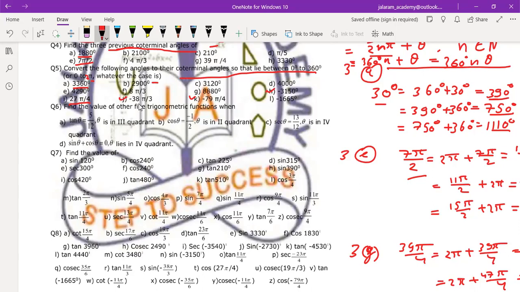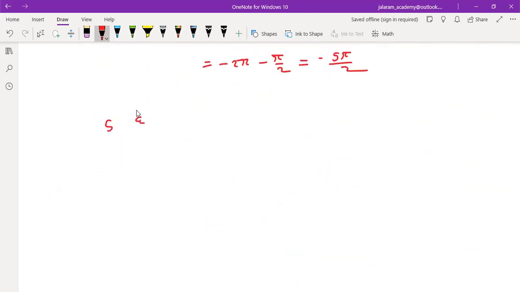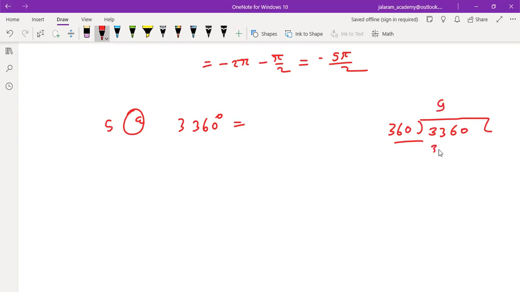So question number 5a, 3360 degree. We have to convert it in such a way that it must lie between 0 degree and 360 degree. So first of all, divide 3360 by 360. We get 9 times 360 is 3240, and on subtracting it is giving 90. So 90 is the angle.